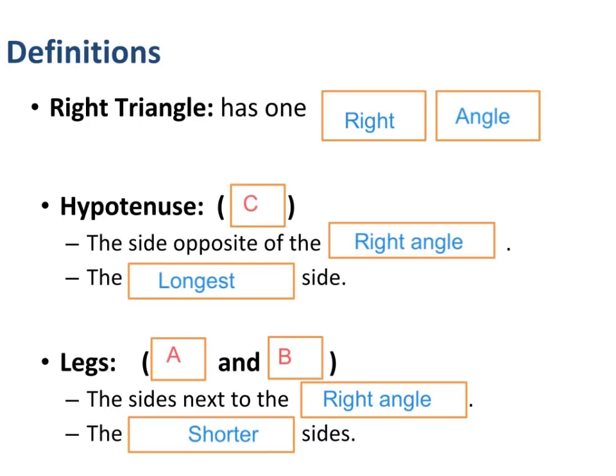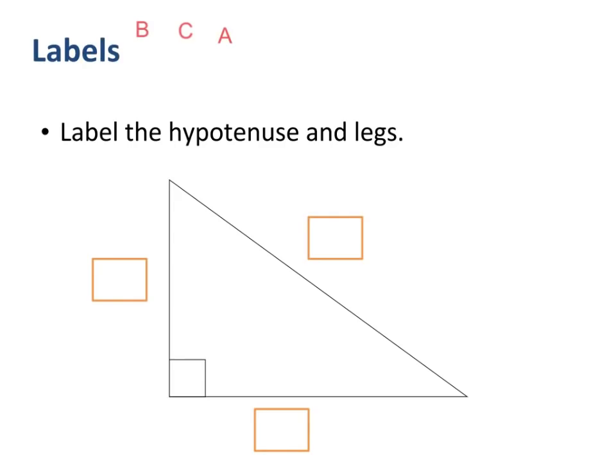Let's take a look at the next one. Here's a triangle. It says to label the hypotenuse and the legs. So the legs are the two sides next to the right angle, so I'm going to label them A and B because they are next to the right angle. And I know the hypotenuse is across from the right angle, so I'm going to label that C. It doesn't necessarily matter which one you label A and B, as long as you label the two sides next to the right angle. You can switch them. Let's take a look at the next thing.